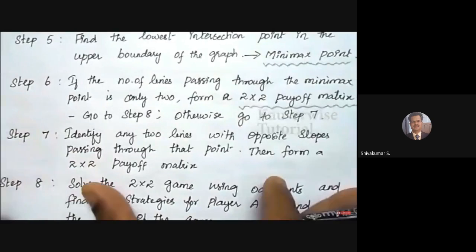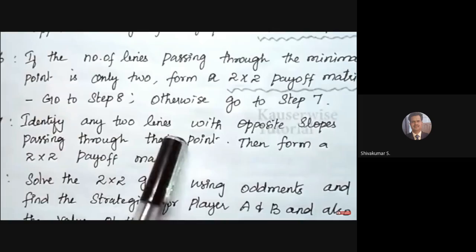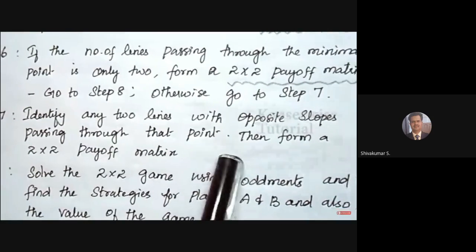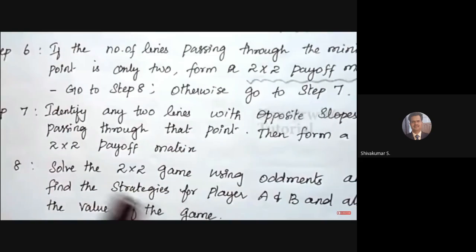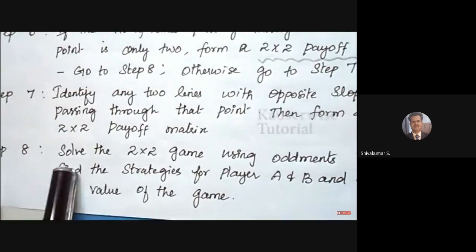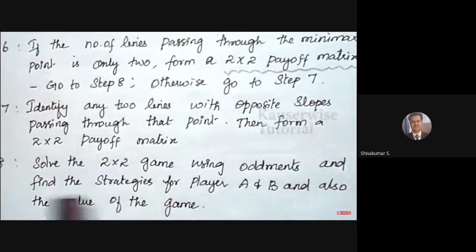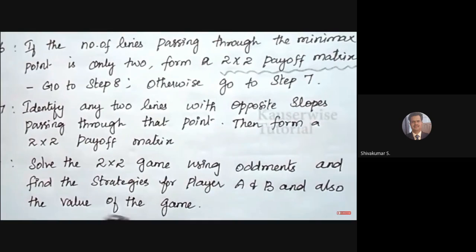Look at the algorithm. In the 7th step, identify any 2 lines with opposite slopes passing through that point. Then form the 2 by 2 payoff matrix. Based on this, we formed the 2 by 2 payoff matrix. Now go to the last step. Solve the 2 by 2 game using oddments, find the strategies for players A and B, and also find the value of the game.